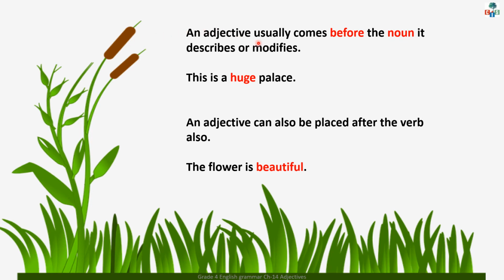An adjective usually comes before the noun. It describes or modifies. For example, this is a huge palace. So, the noun is palace. And before this noun, I have used an adjective, huge. But it is possible an adjective can also be placed after the verb. For example, the flower is beautiful. Here in this sentence, beautiful is an adjective because the word beautiful describes the noun flower.